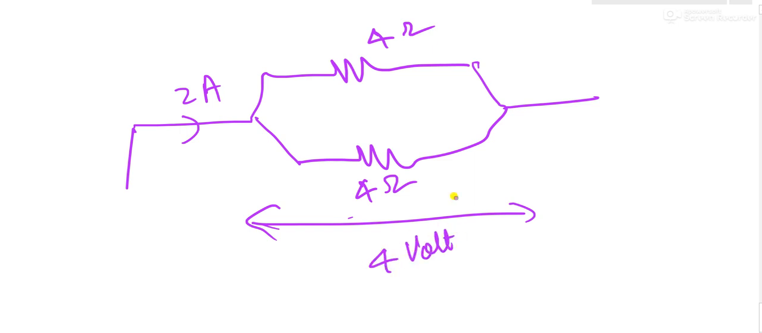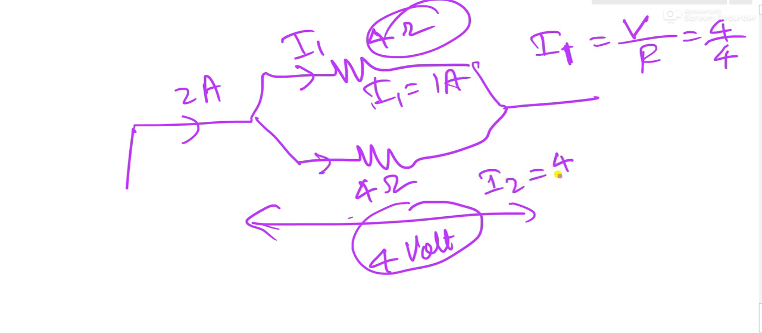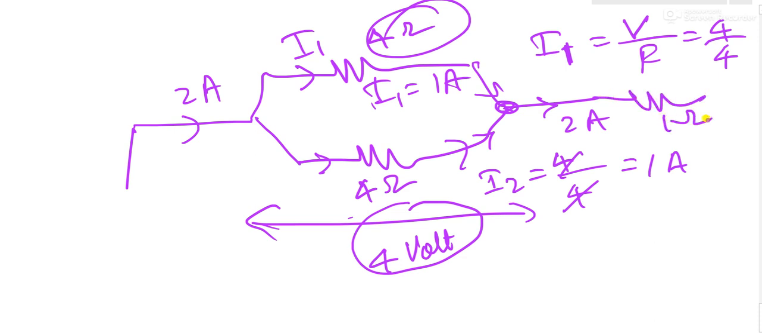Now what is current on each? I1 is equal to V divided by R. It's 4 by 4. Voltage in parallel is constant, 4 by 4. It's going to be 1 ampere. Here I2 is going to be 4 volt by 4 ohms. It's going to be 1 ampere. So 1 ampere is coming here. It's getting added here. It's going to be 2 ampere. Again the 1 ohm resistance also will have 2 ampere.